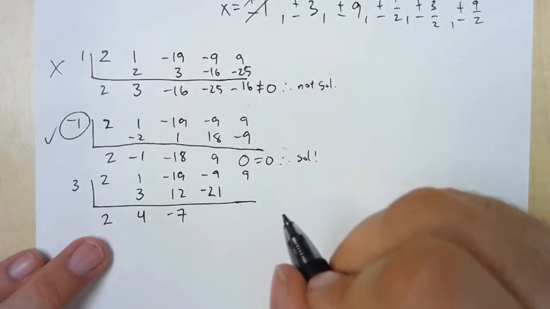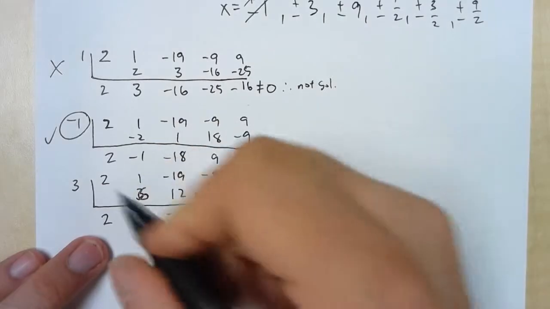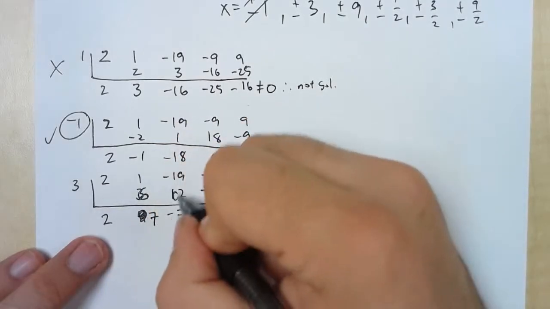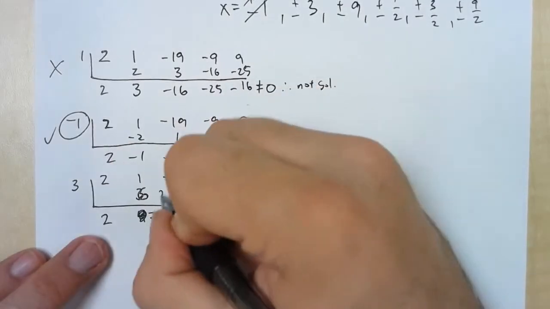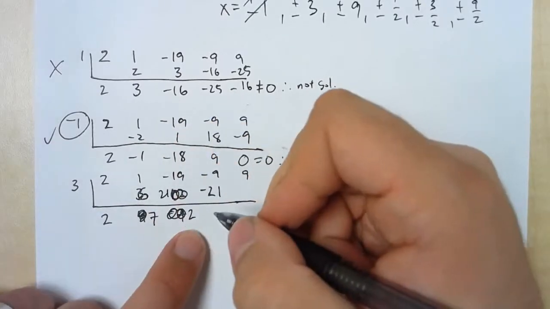Let's make sure I did something not silly. 2 times 3 is not 3. 2 times 3 is 6. 1 plus 6 is 7. 7 times 3 is 21. Minus 19 is 2. There we go.